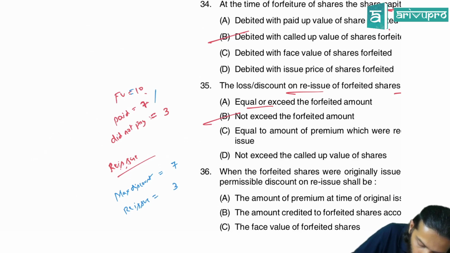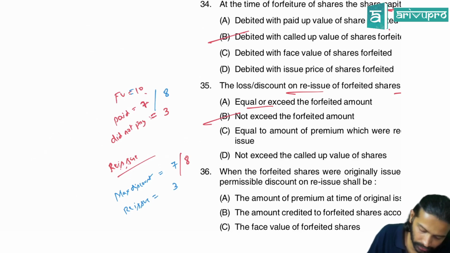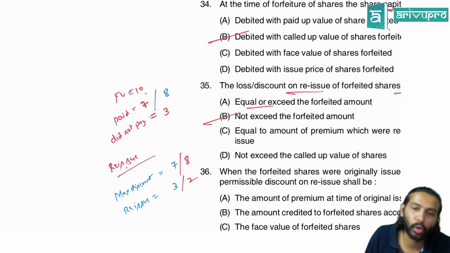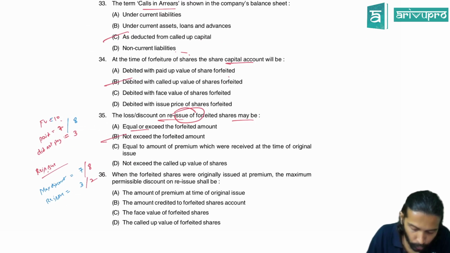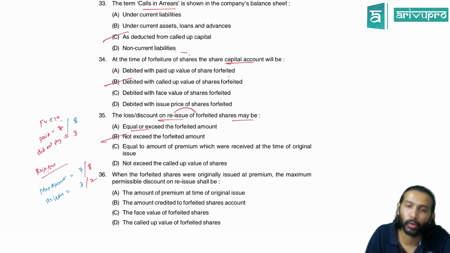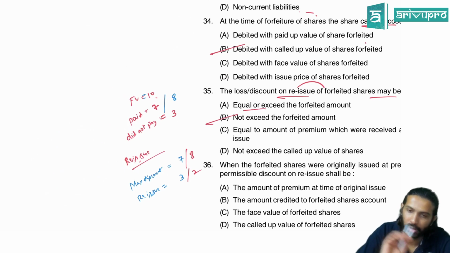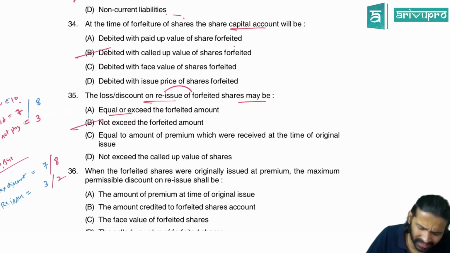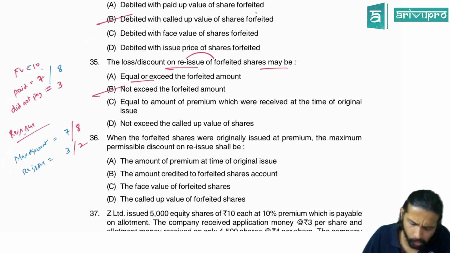If the balance in share forfeiture account is 8, if he has paid 8 rupees, it means the maximum discount the company can give is 8. Maximum. It could be lesser also. That means the reissue price will be 2 rupees, like this. Hence the right option is: the loss on reissue of forfeited shares cannot exceed the forfeited amount. It can only be maximum equal to share forfeiture account or forfeited amount. It cannot exceed beyond this. I think we did the same theory question in share capital also.